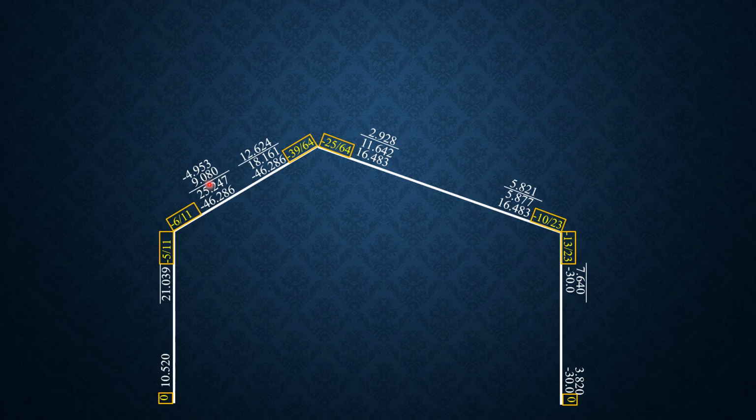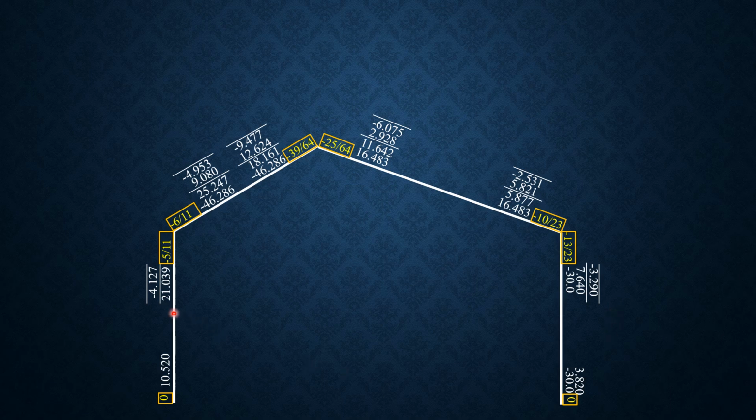9.080 times negative 6 over 11, negative 4.953 lakh. 9.080 times negative 5 over 11, negative 4.127 lakh. Quantity 12.624 plus 2.928 times negative 39 over 64, negative 9.477 lakh. Same quantity times negative 25 over 64, negative 6.075 lakh. 5.821 times negative 10 over 23, negative 2.531 lakh. 5.821 times negative 13 over 23, negative 3.290 lakh.